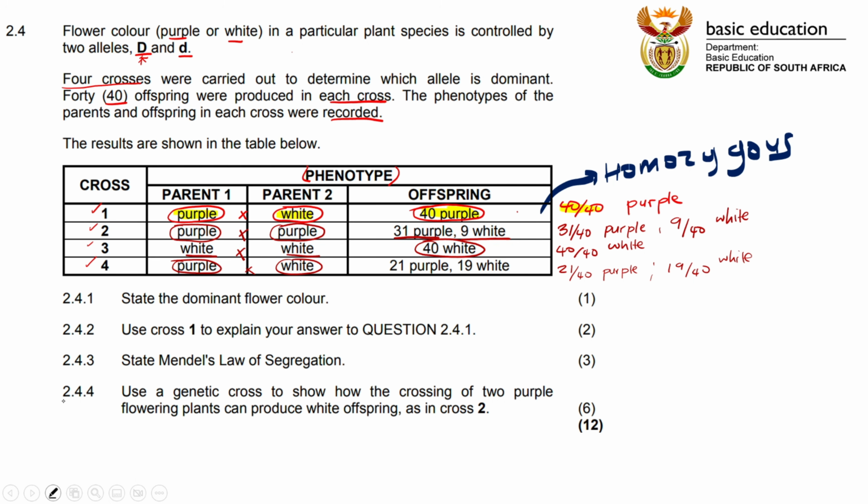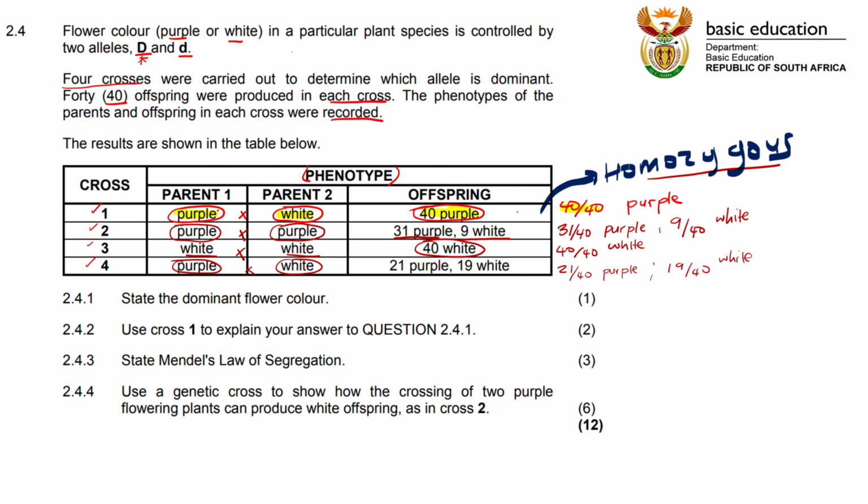When you've got a mixture of colors, it means that you have a heterozygous condition. But in this case, we got a homozygous condition because 100% of them were purple.